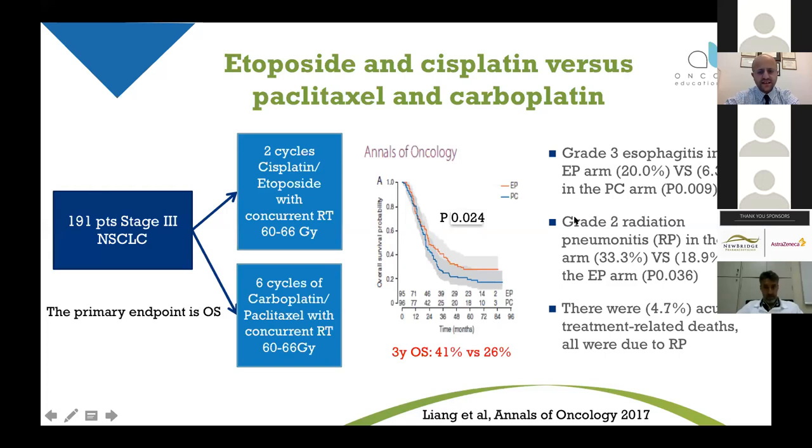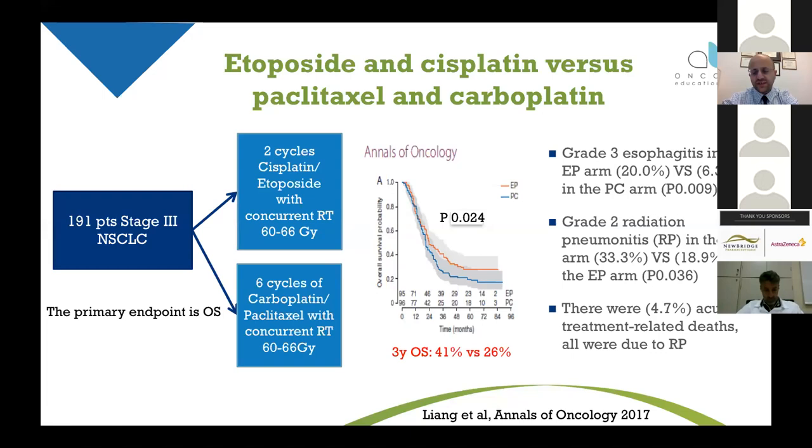And in this study, we show a significant improvement in the 3-year overall survival, favoring the use of cisplatin etoposide, with a significant p-value of 0.024. Despite this encouraging overall survival benefit, we still have this ongoing controversy, even in the United States, where many institutions use either of these two common regimens. And this is because these results have not been reproduced so far. Another reason is that in the arm using carboplatin and paclitaxel, additional two cycles of chemotherapy were not given in this study.